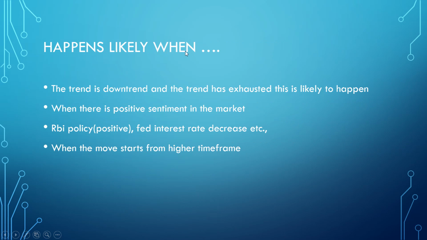This strategy happens likely when the trend is a downtrend and the trend has exhausted. For example, for 3 to 4 days the trend is in a downtrend. Then suddenly there is a big candle.